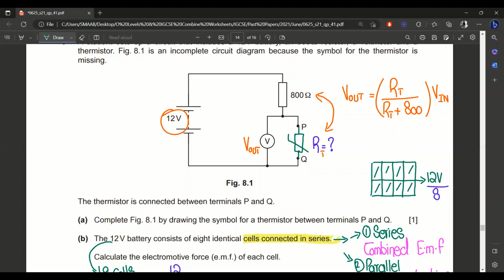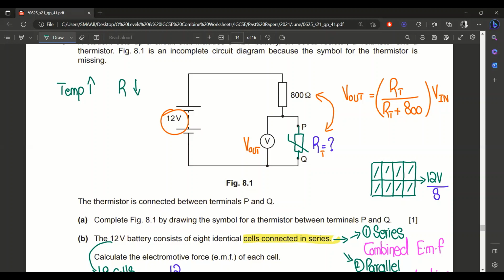Okay. So if we increase the temperature, so basically in a thermistor, if the temperature increases, the resistance will decrease. If you remember the concept from Ohm's law, in Ohm's law we discussed the filament and the thermistor. With a filament, resistance increases as temperature increases, but in a thermistor it is the opposite. If we increase the temperature, the resistance will decrease.